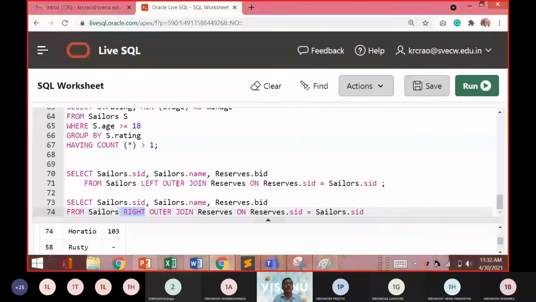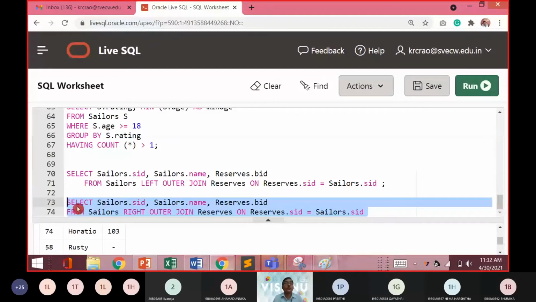To execute this query, we can make a run operation by hitting the run button. Run operation, now it is making the right outer join.